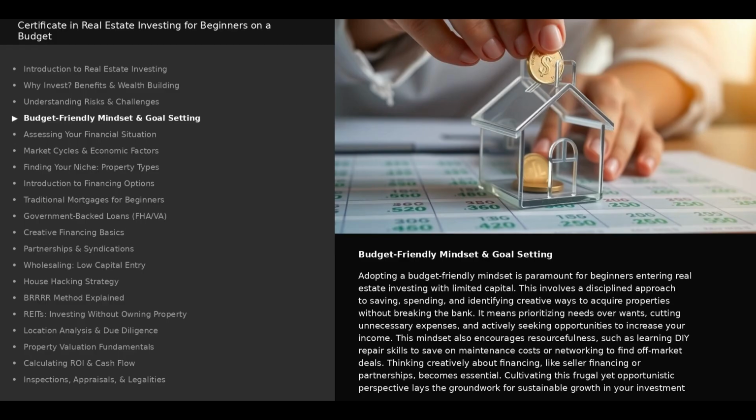It means prioritizing needs over wants, cutting unnecessary expenses, and actively seeking opportunities to increase your income. This mindset also encourages resourcefulness, such as learning DIY repair skills to save on maintenance costs or networking to find off-market deals. Thinking creatively about financing, like seller financing or partnerships, becomes essential. Cultivating this frugal yet opportunistic perspective lays the groundwork for sustainable growth in your investment journey.